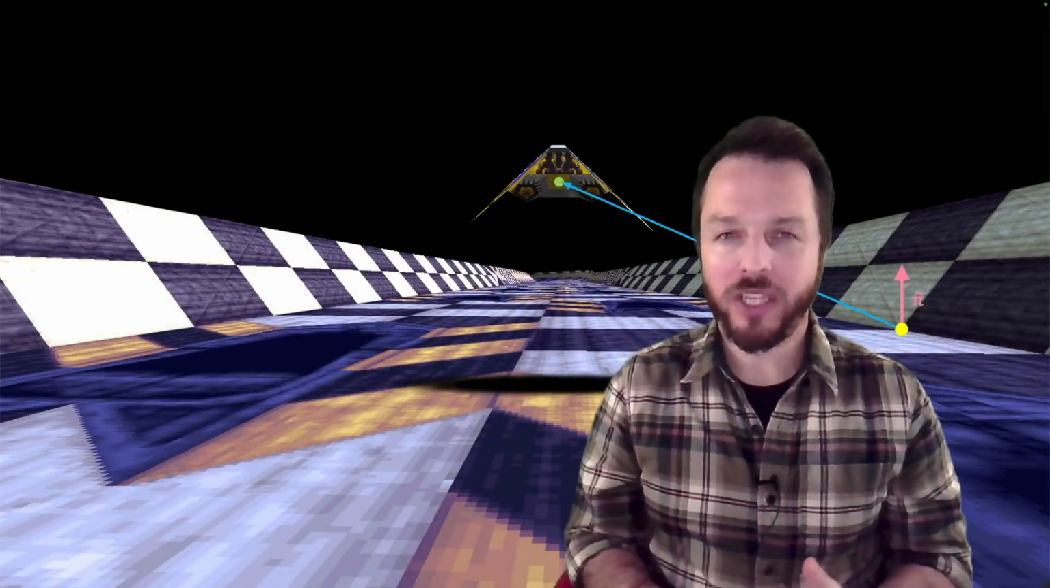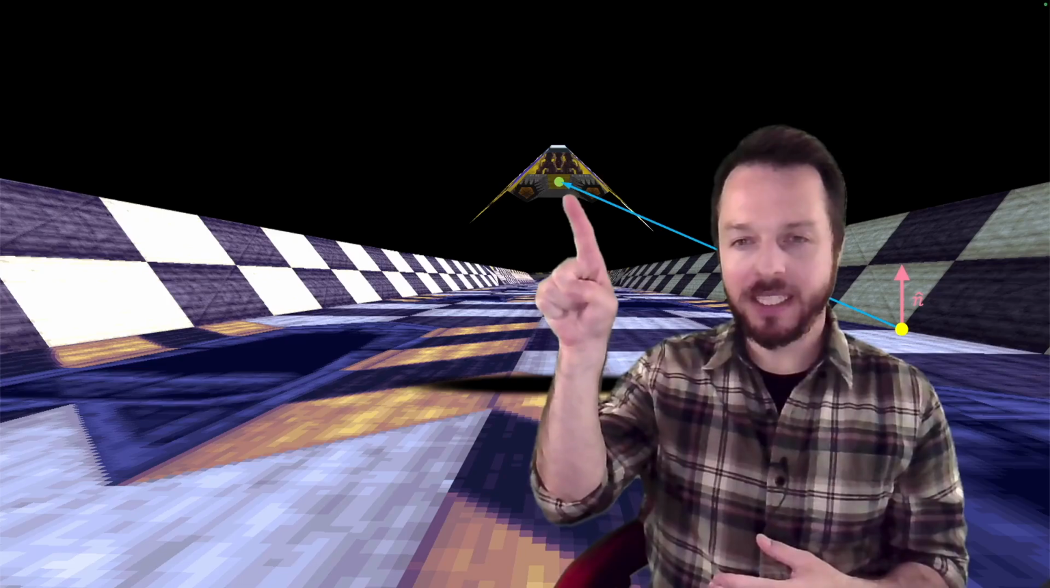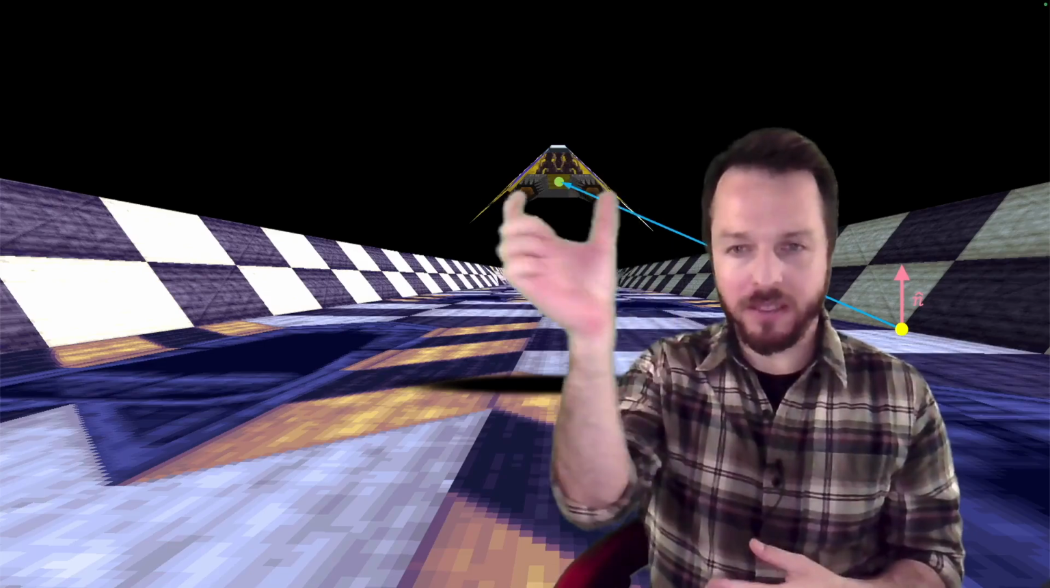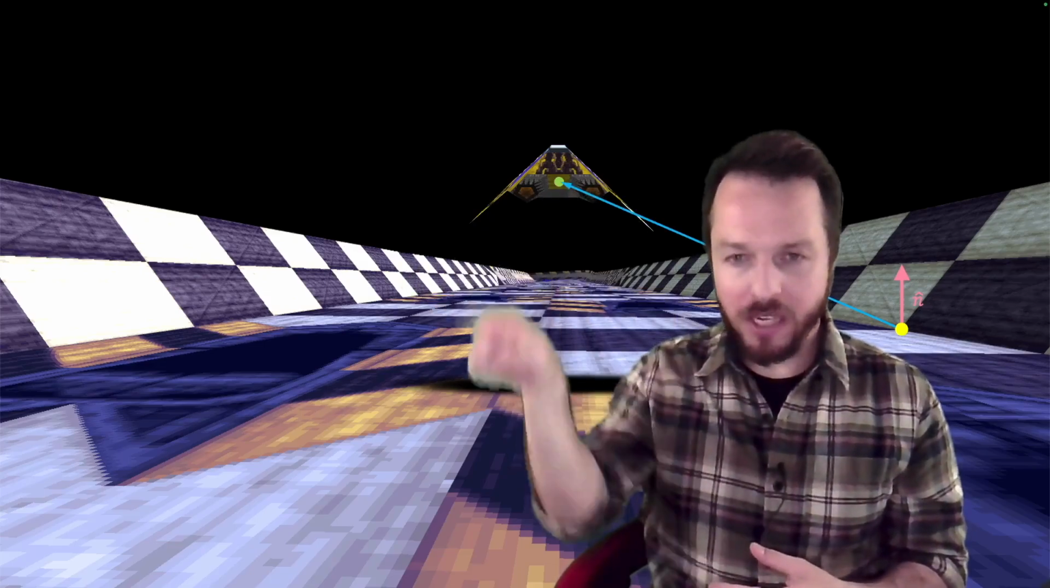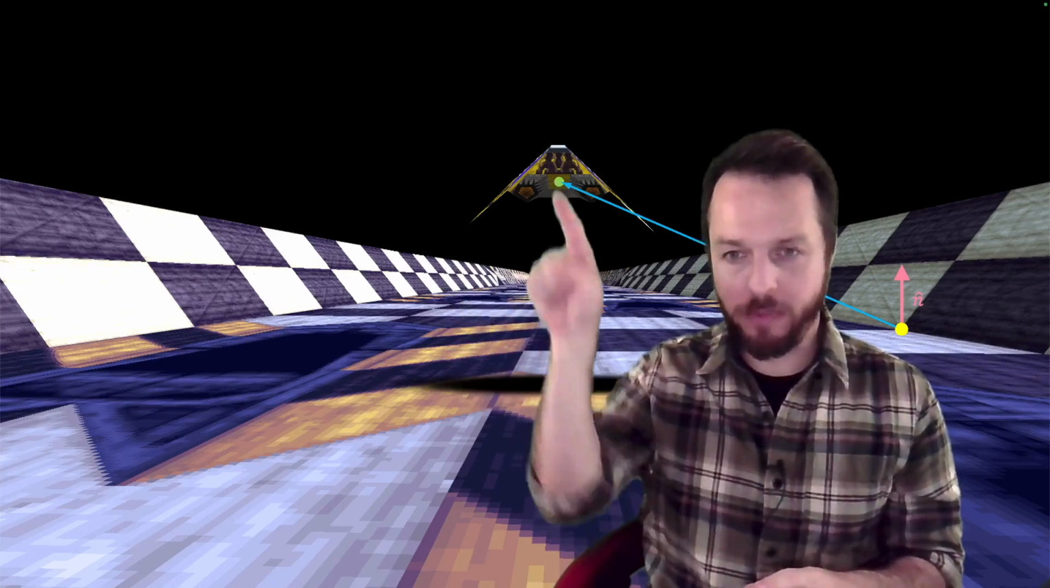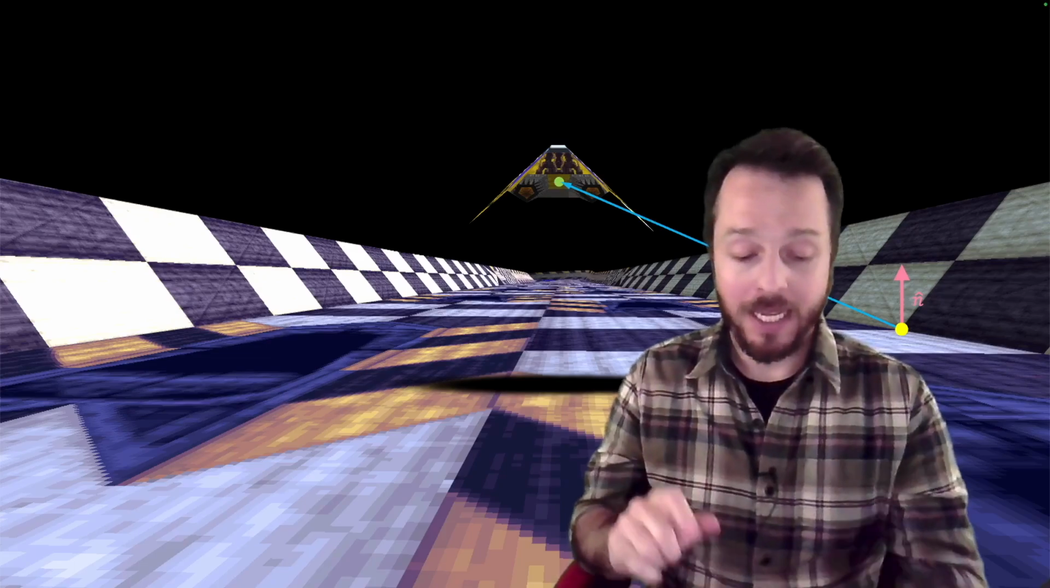What is the vector operation that is going to help us find this distance from the ship to the base of the track? Because it doesn't matter where the ship is, left or right here. All we need is always this distance from the ship to the base.